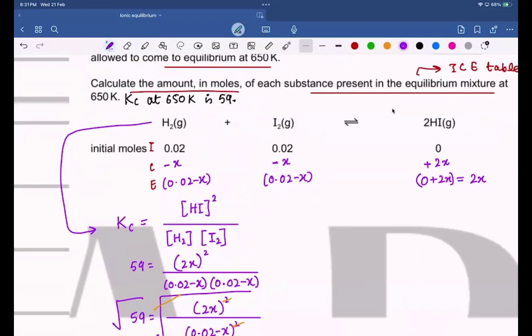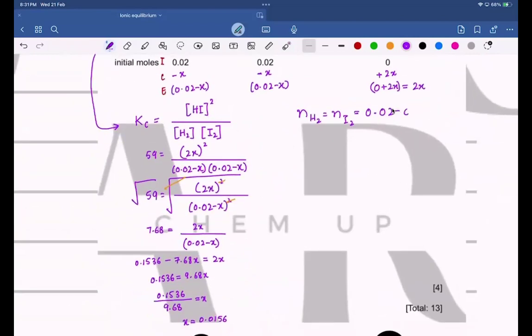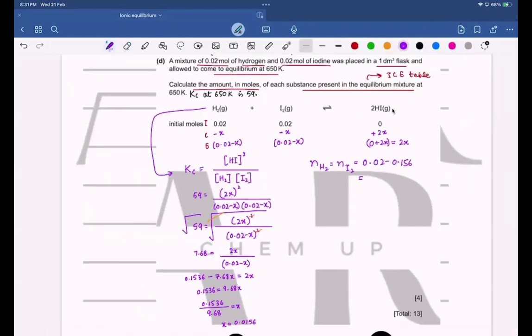Okay. So right now we got this x, but we didn't get these values yet. So what I'm going to do: moles of hydrogen is equal to moles of iodine, which is going to equal 0.02 minus 0.0156. So can anyone tell me the answer, please?